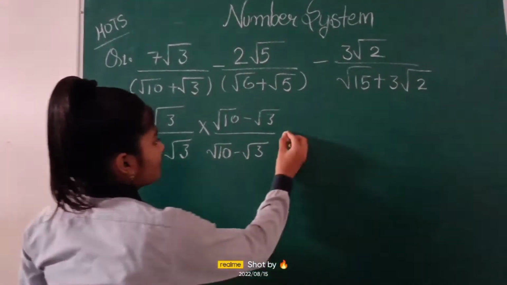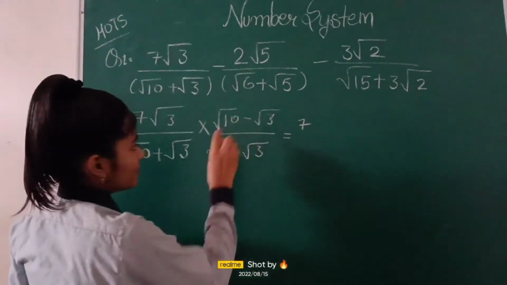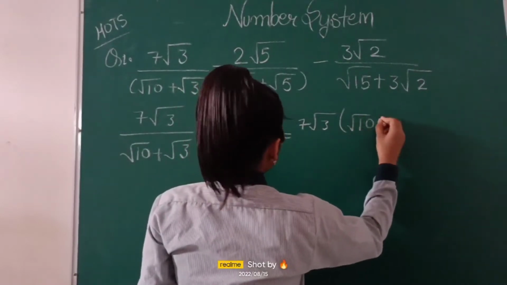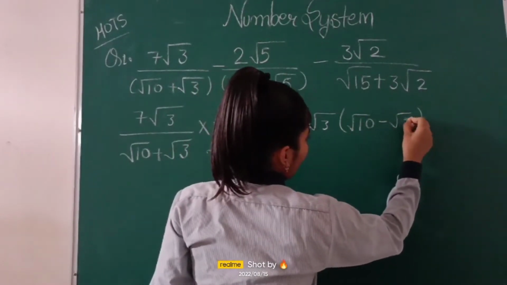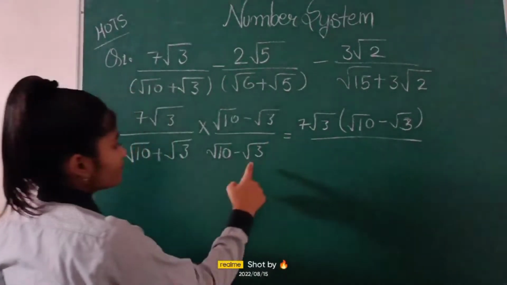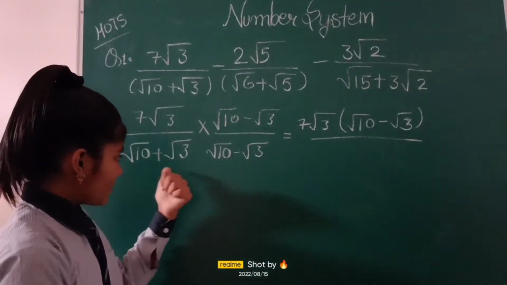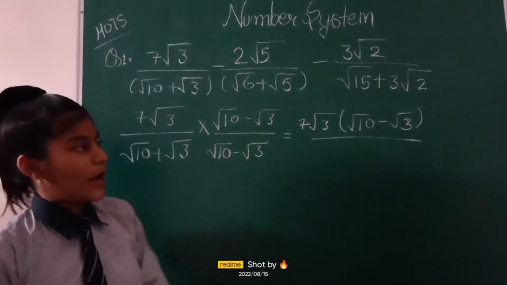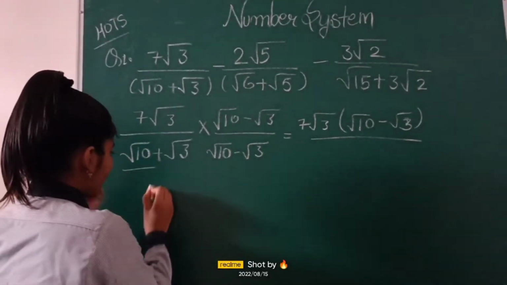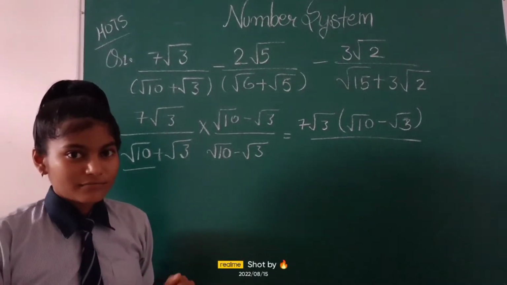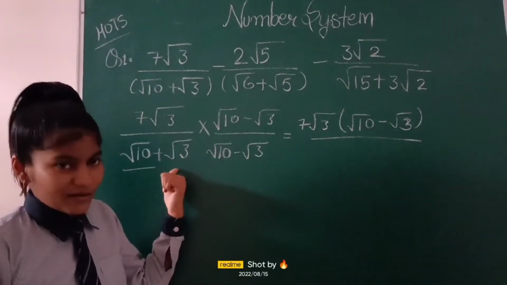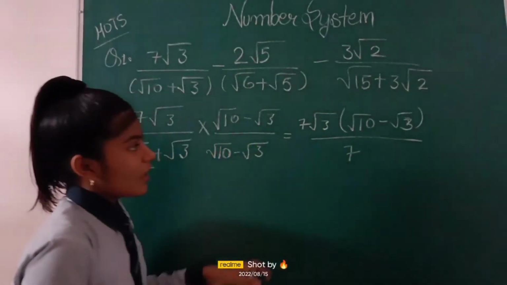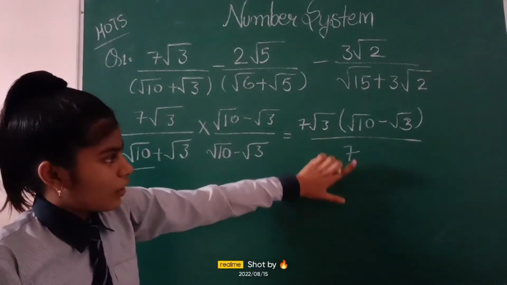So firstly we will multiply this term, 7 under root 3, into under root 10 minus under root 3, by, now we have an identity, a plus b, a minus b. What you got? A square minus b square, under root 10 square. So what is under root 10 square? 10. Under root 3 square, 3. 10 minus 3, 7. We got 7 here. Right? Now after solving this, we got this value.